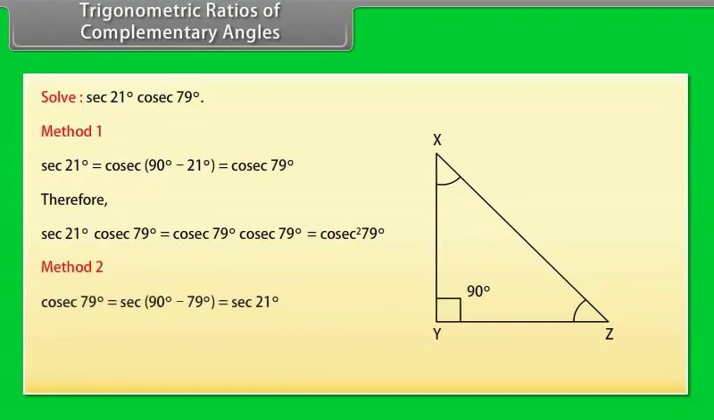Cosec 79 degree is equal to sec 90 degree minus 79 degree equals sec 21 degree. Therefore, sec 21 degree cosec 79 degree is equal to sec 21 degree sec 21 degree, which equals sec square 21 degree. Let us attempt one more question.